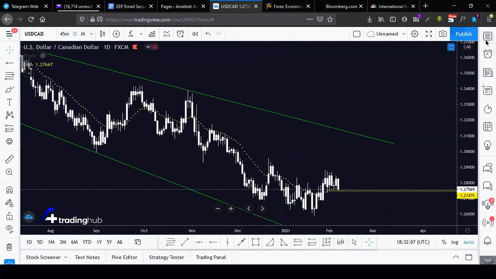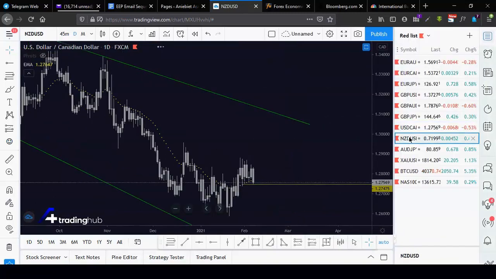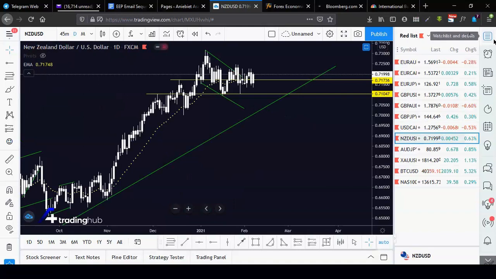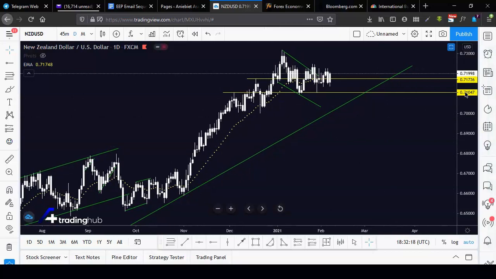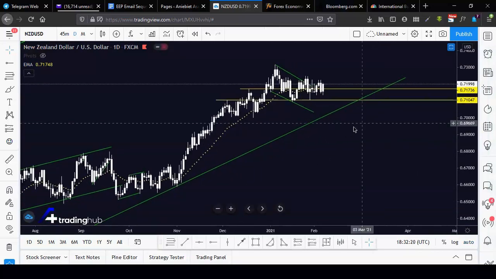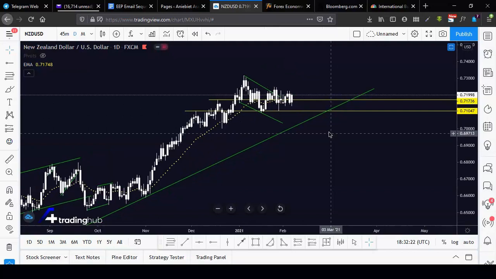Okay. NZD USD, this pair has been consolidating at this top like mad. So I actually didn't pay attention to it last week.